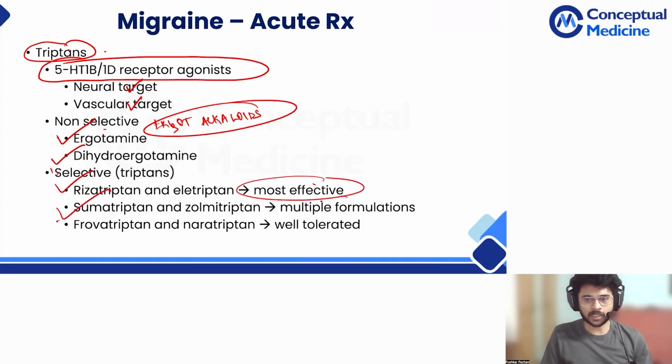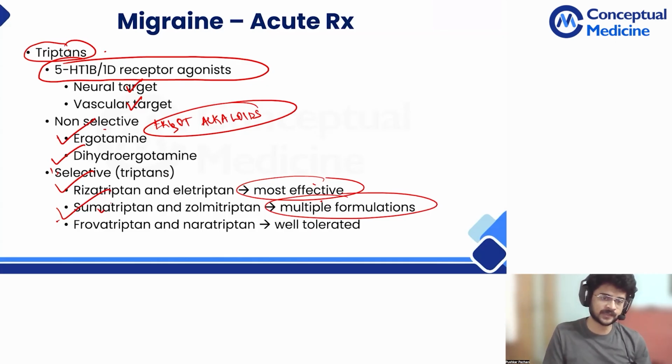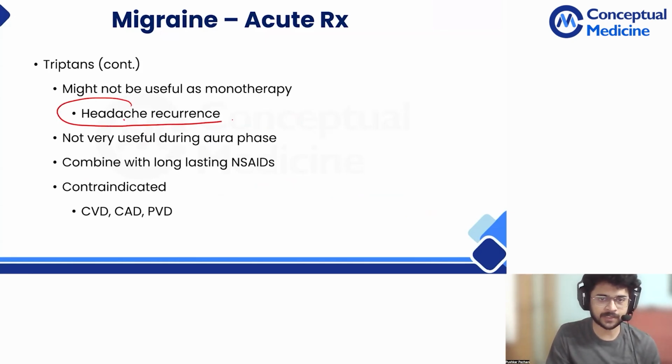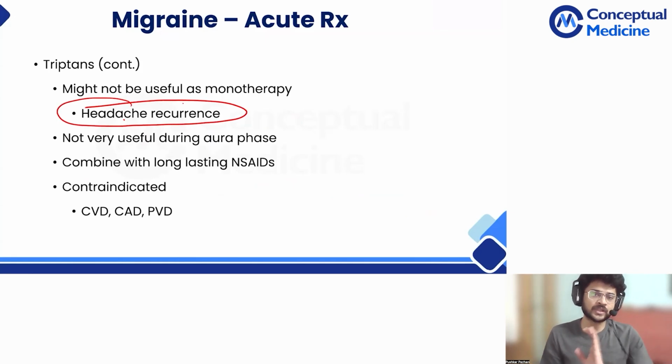Sumatriptan and zolmitriptan are present in multiple formulations. Sumatriptan is present as a subcutaneous injection, as an oral tablet, and also as a nasal spray. Similarly, zolmitriptan is present both as an oral tablet as well as a nasal spray. Next, frovatriptan and naratriptan are generally well tolerated. But even though triptans are effective initially, the major issue with triptans is that they cause headache recurrence. So that's why they're not very useful as a monotherapy.